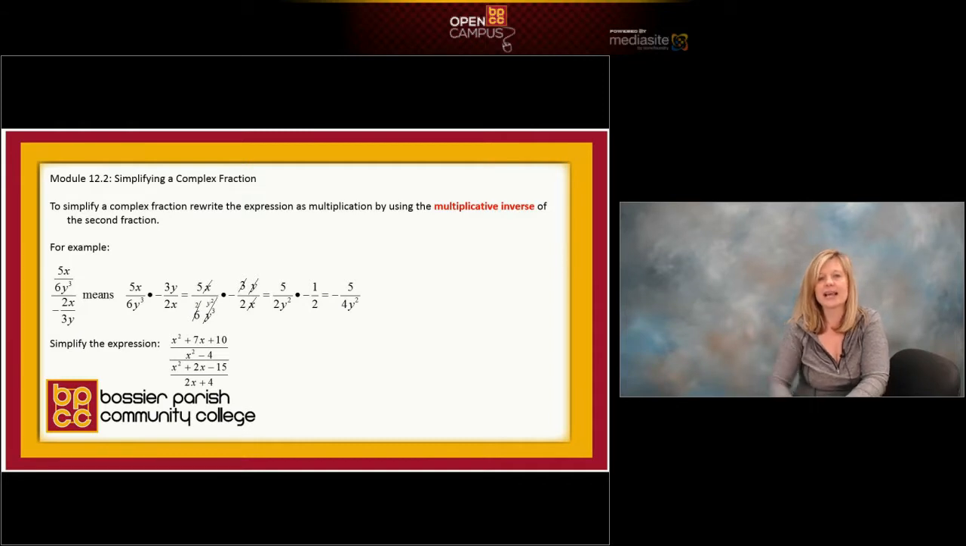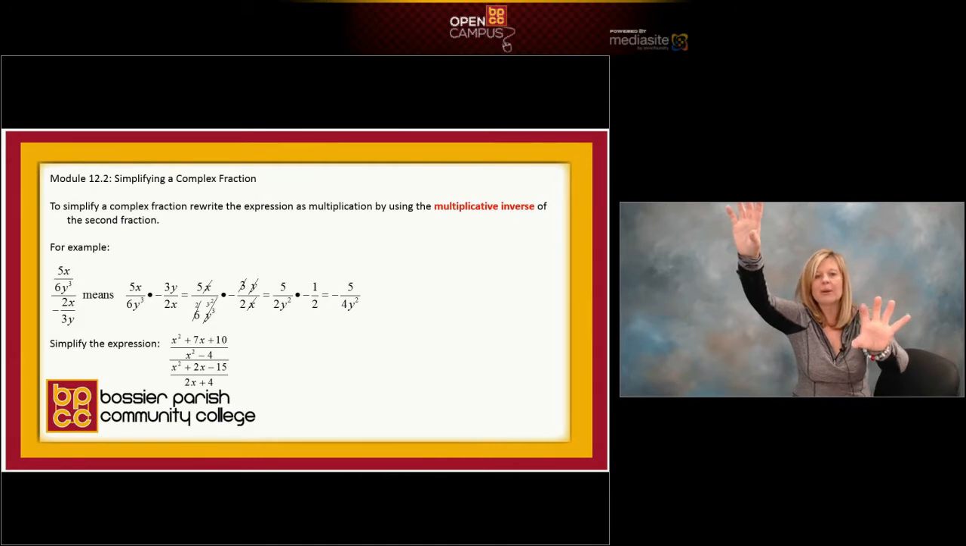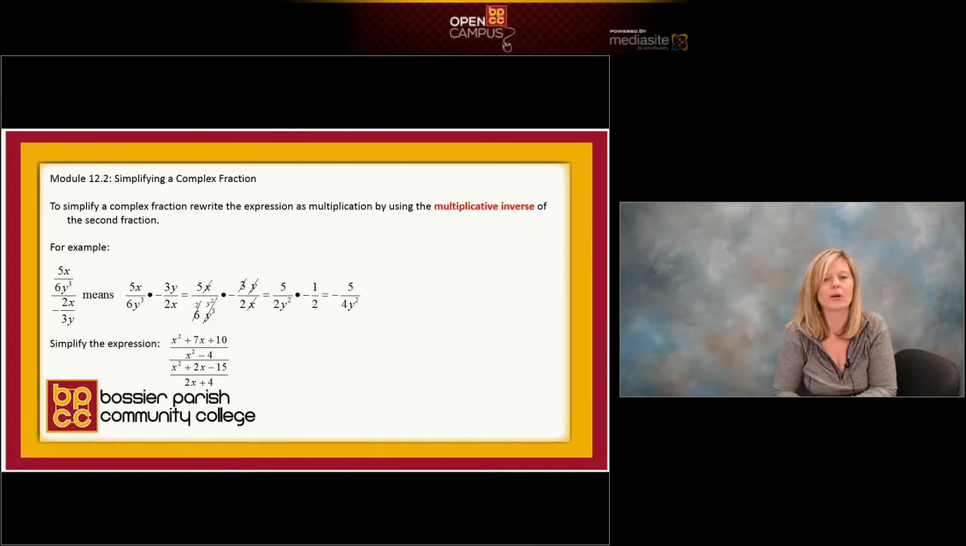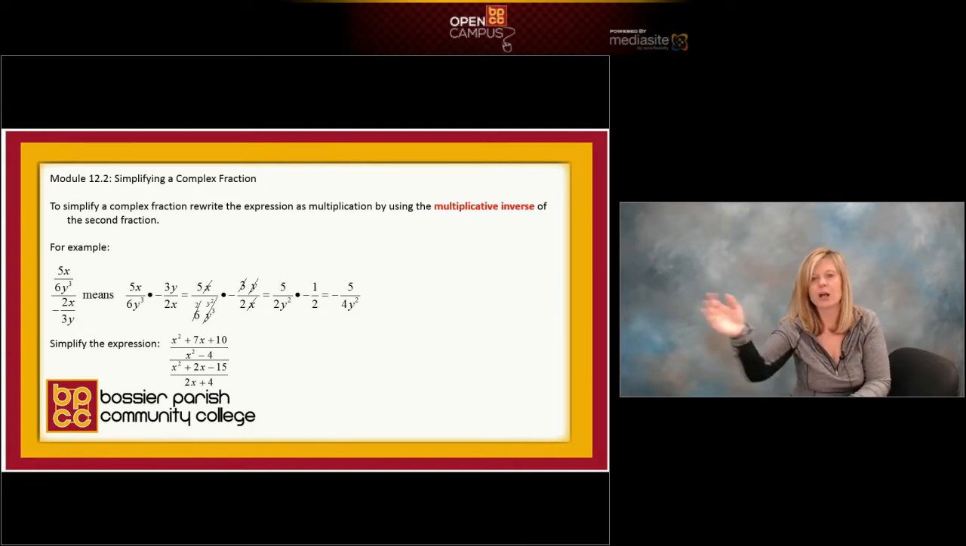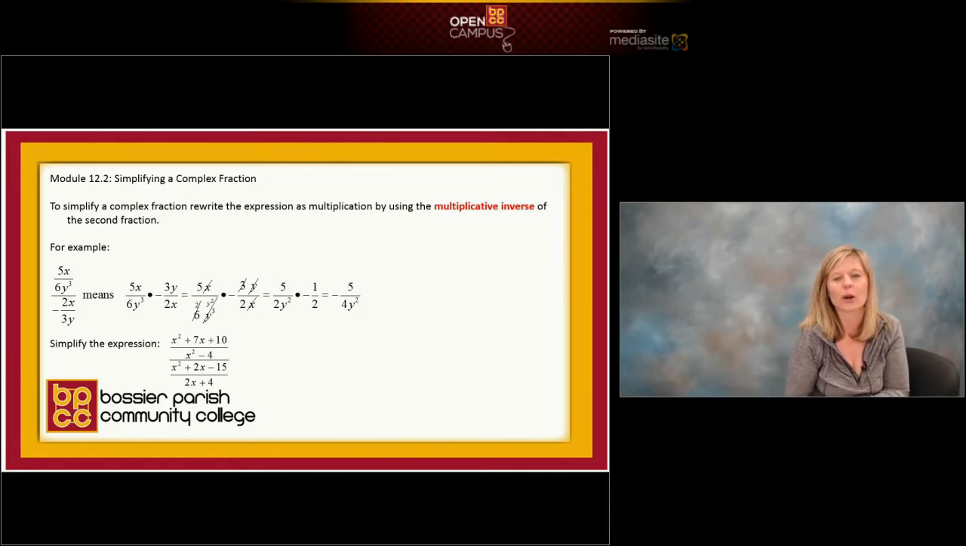I could take my second numerator, 3y, and divide it with my denominator, 6y cubed. 3 goes into 6 twice. Y goes into y cubed, y squared. So now I have 5 over 2y squared times negative 1 over 2. And now I'll multiply across. A positive times a negative is a negative. 5 times 1 is 5. And 2y squared times 2 is 4y squared.